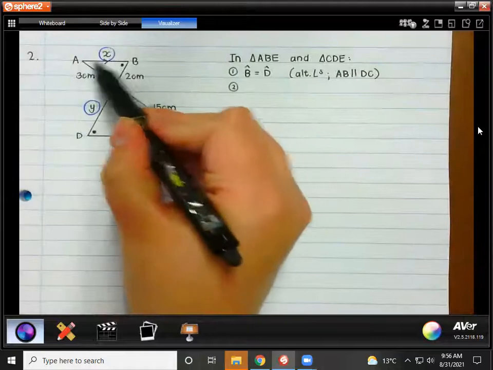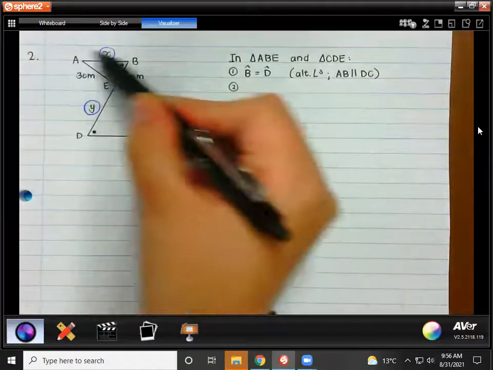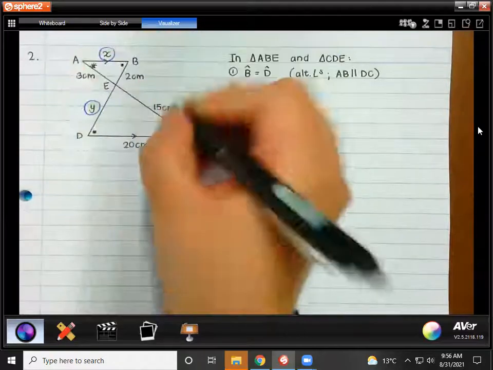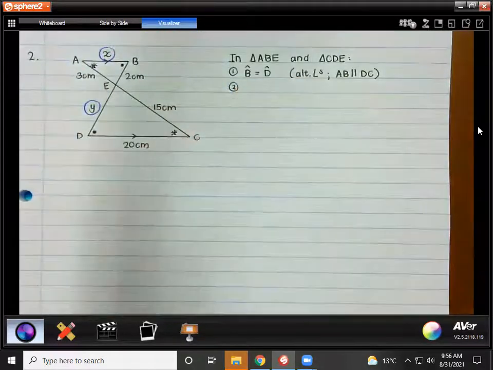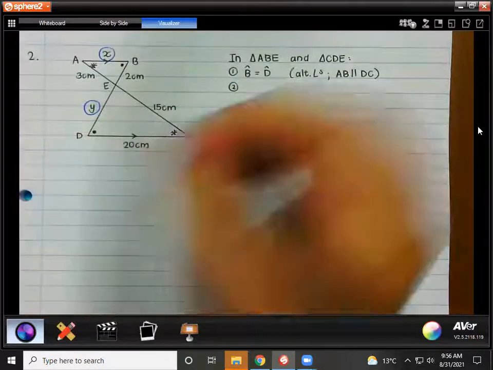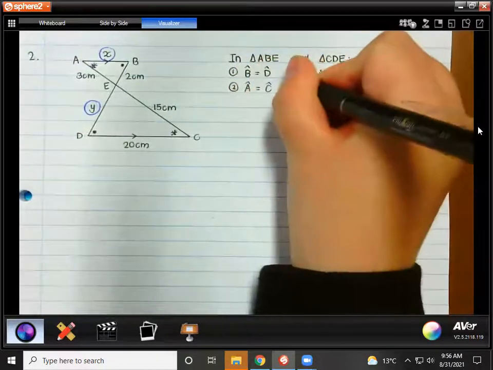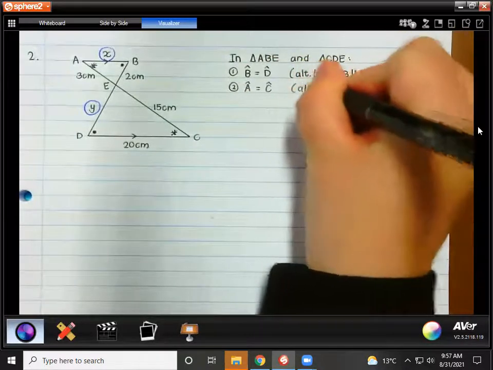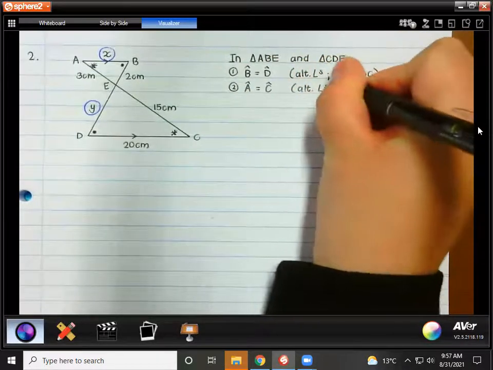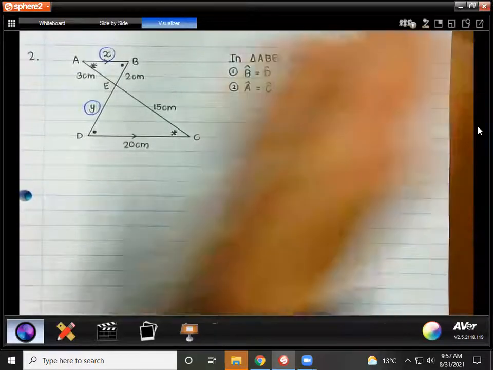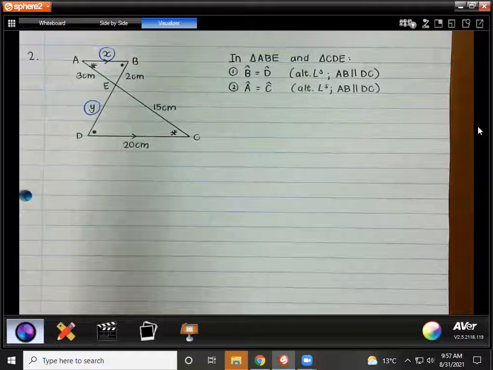If we look at the other Z shape, that one there, we're going to see that angle A is equal to angle C. So A is equal to C. Same reason, alt angles, AB parallel to DC. Guys, even though it's the same reason, you do have to write it down twice. You have to have a reason for each line.